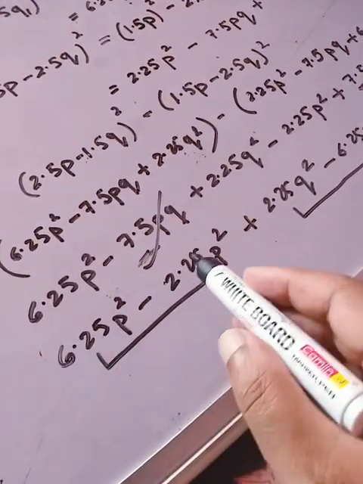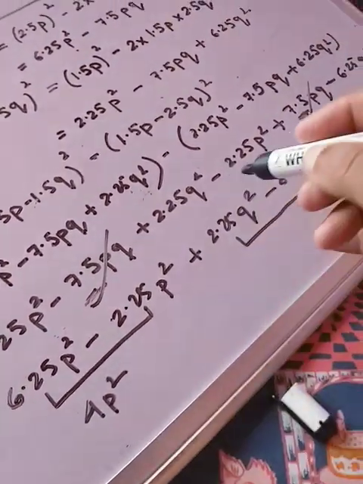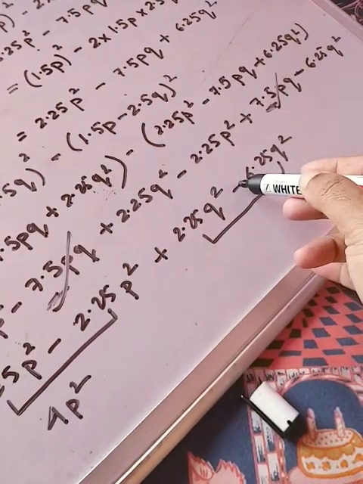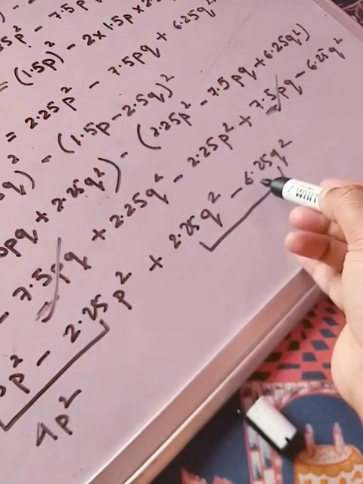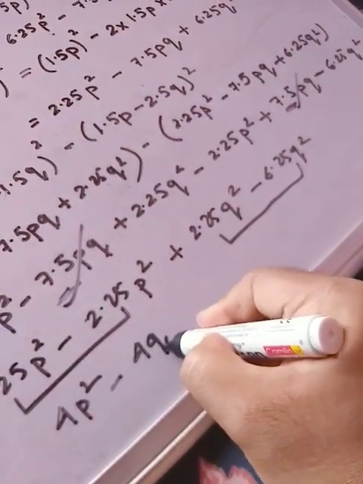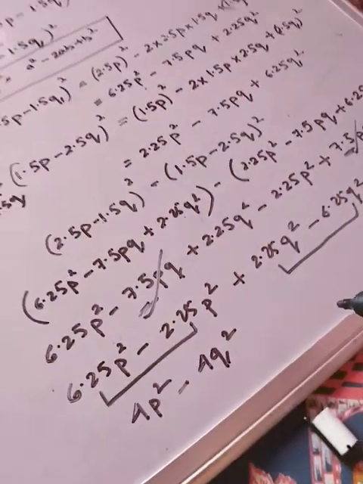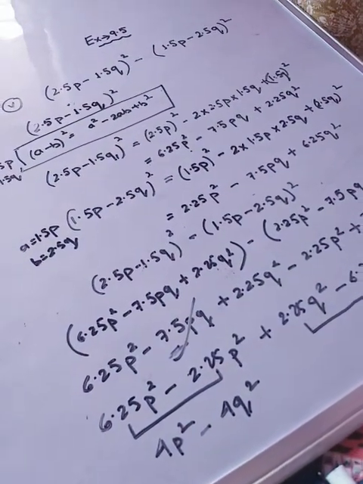Now 6.25 minus 2.25 is 4 p square. And for this, 2.25 minus 6.25, the answer will be minus, because 6.25 is greater. So minus 4 q square. So this is your required answer, students, of sum number 5.